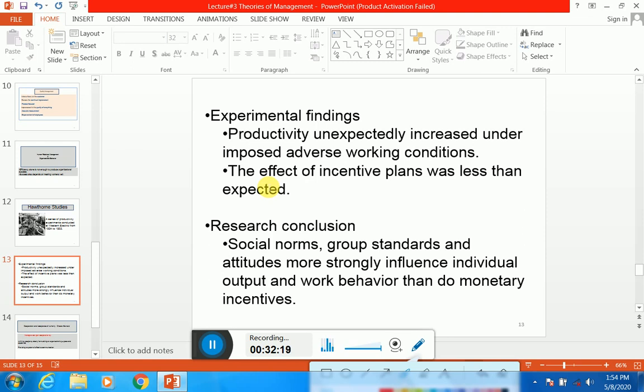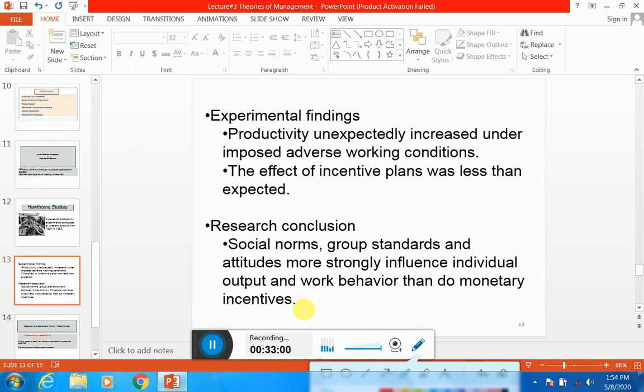So then they concluded that social norms, group standards and attitudes, behaviors more strongly influence the individual's output and work behavior than do monetary incentives. So that was the whole concept of the Hawthorne study experiment. Hawthorne study, the main idea was how a group works effectively, or how productivity within a group increases. That was the experiment conducted by Hawthorne.